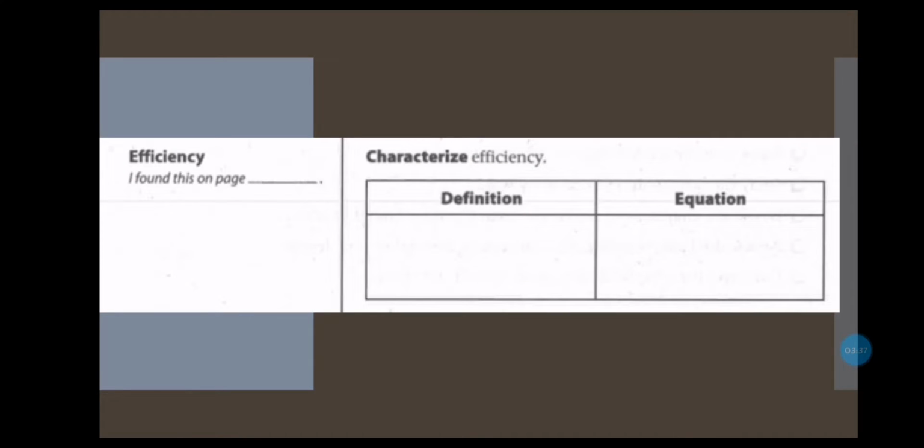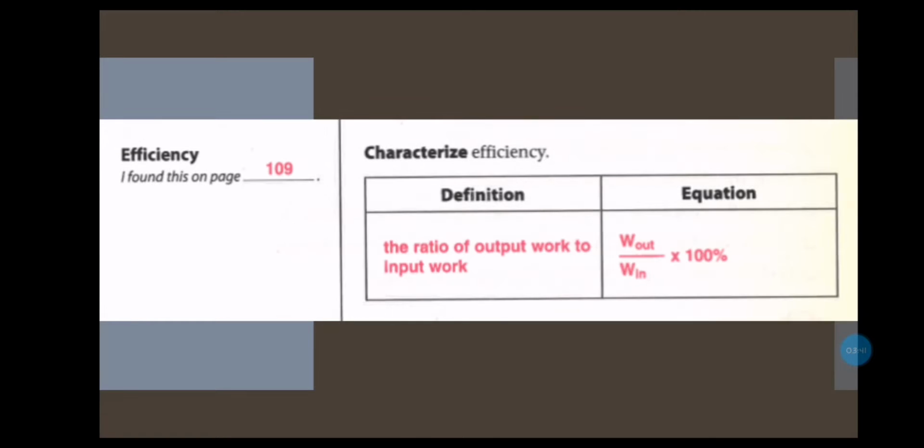Now, characterize efficiency. The answer is on page 109. It is the ratio of output work to input work, and the equation is W out, which is the output work, over W in, which is the input work, times 100%.